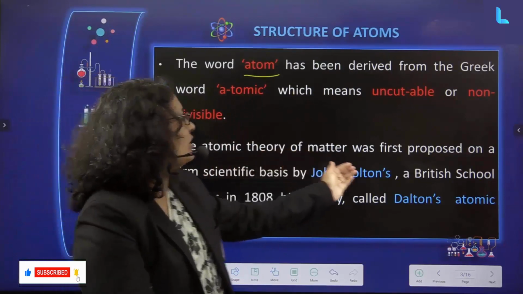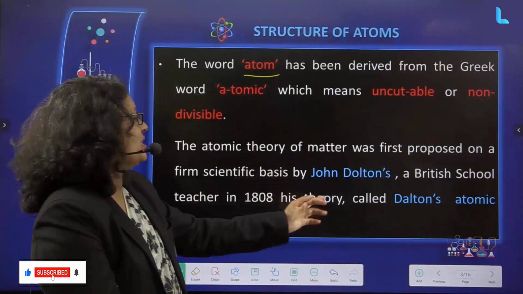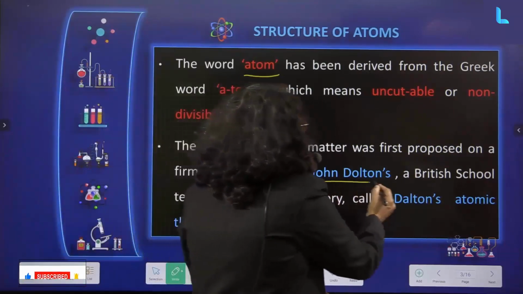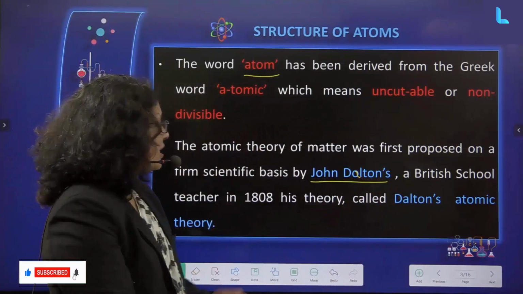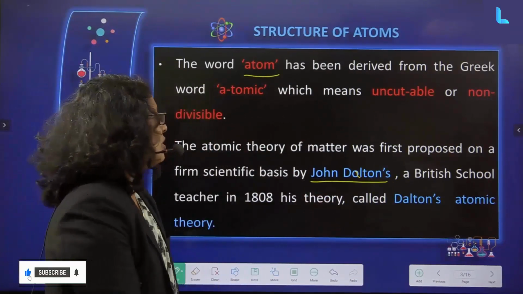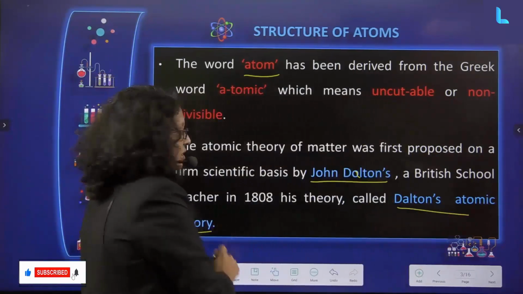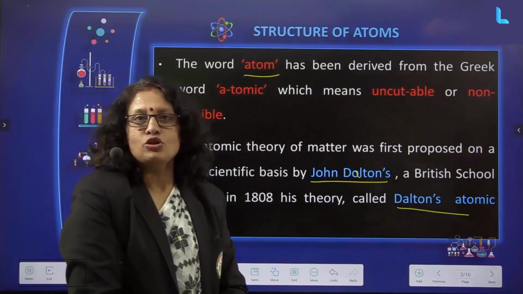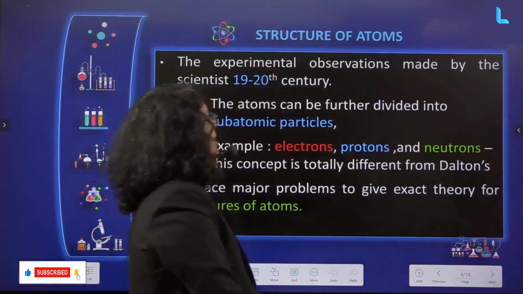The atomic theory of matter was first proposed on a scientific basis by John Dalton, a British school teacher, and his theory is called Dalton's atomic theory. We are going to discuss that also, Dalton's atomic theory, which is given by a scientist named John Dalton. According to him, atom is indivisible.